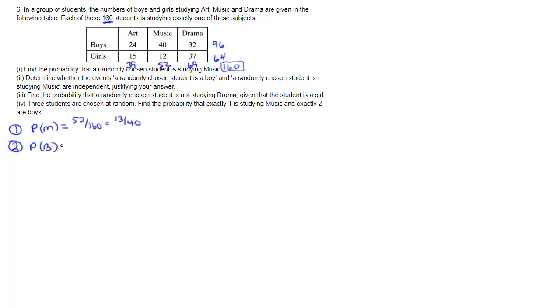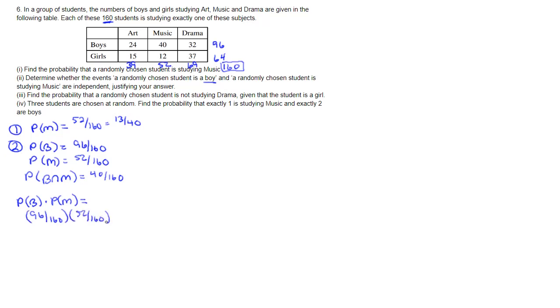And then in number 2, determine whether the events a randomly chosen boy and a randomly chosen student studies music are independent. So if it's a boy, that's 96 out of 160. And if they study music, that's 52 out of 160. Now, you take a look at the table. If it's a boy and music, that's going to be 40 out of 160. So the question is, does 96 over 160 times 52 over 160 equal 40 over 160? And the answer is no, it doesn't. And so these events are not independent.